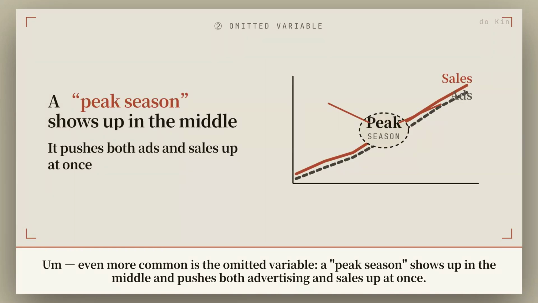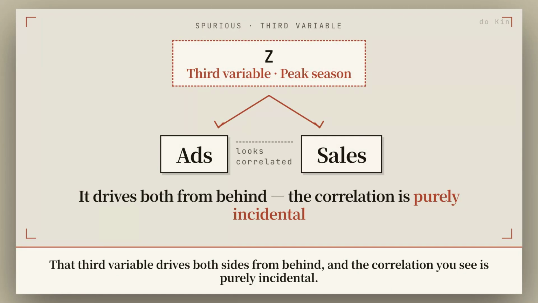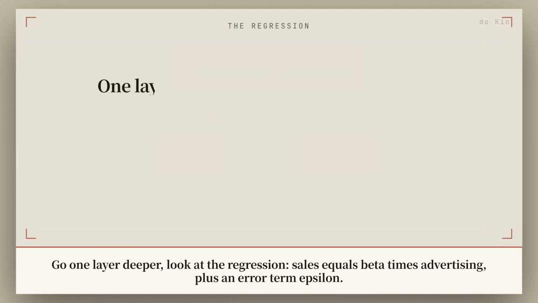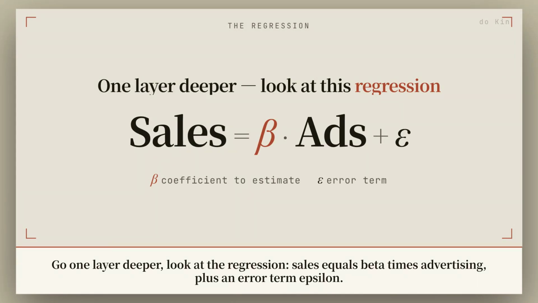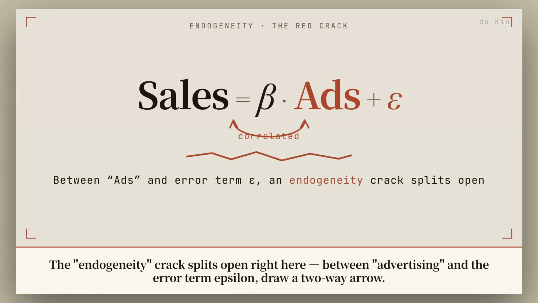Even more common is the omitted variable. A peak season shows up in the middle and pushes both advertising and sales up at once. That third variable drives both sides from behind, and the correlation you see is purely incidental. Go one layer deeper, look at the regression. Sales equals beta times advertising, plus an error term epsilon. The endogeneity crack splits open right here, between advertising and the error term epsilon.